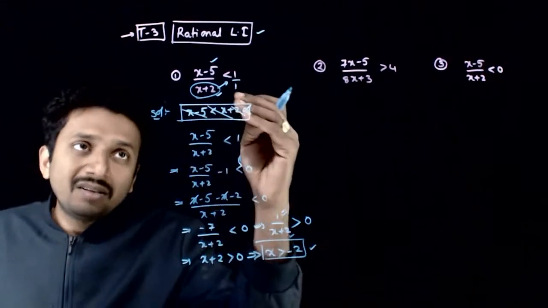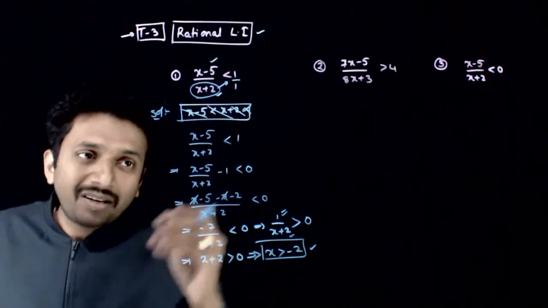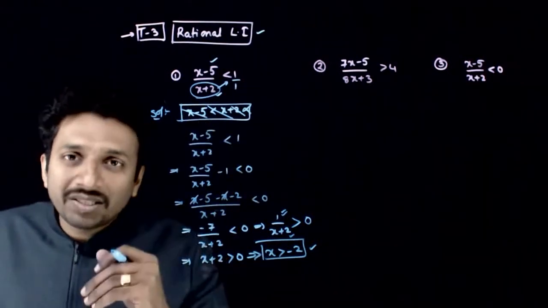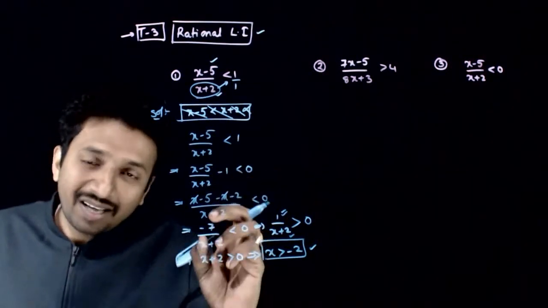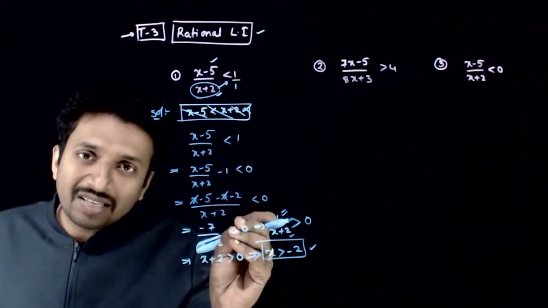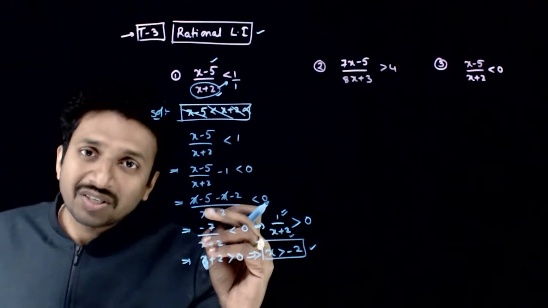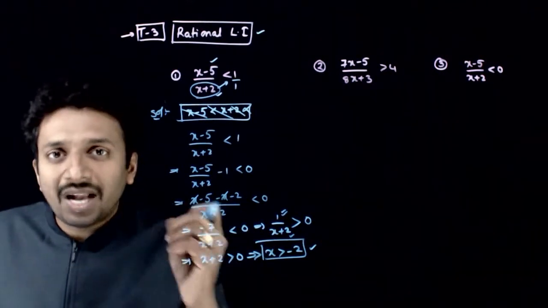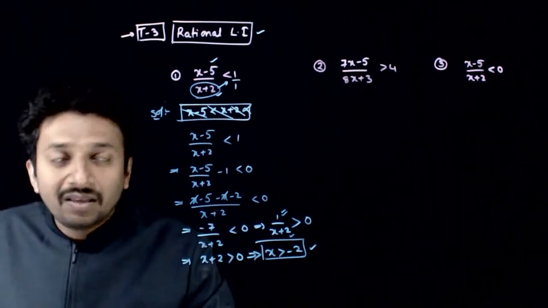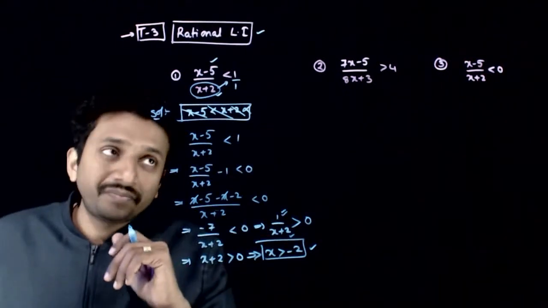So this will be the answer to this question. Is it clear? Instead of directly cross multiplying, we bring all the terms onto one side. Then I get an effective fraction either greater than 0 or less than 0. So depending on whether the fraction is greater than 0 or less than 0, I'll do the analysis. Now let us go to the second question.